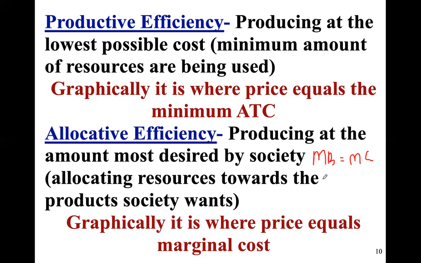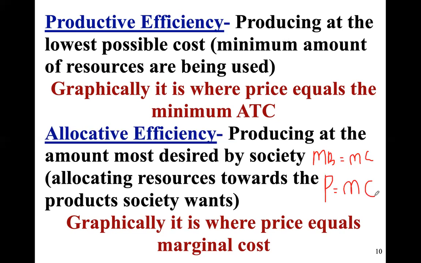If markets are working well, which they are in this unit, we're going to look at all the problems with them later. But right now, we're assuming they're working well. And in this perfectly competitive market, we know what the marginal benefit is. The marginal benefit is the price that people are willing and able to pay. We vote with our dollars.